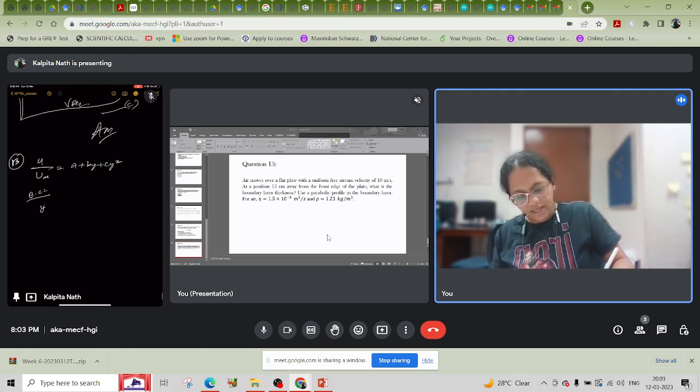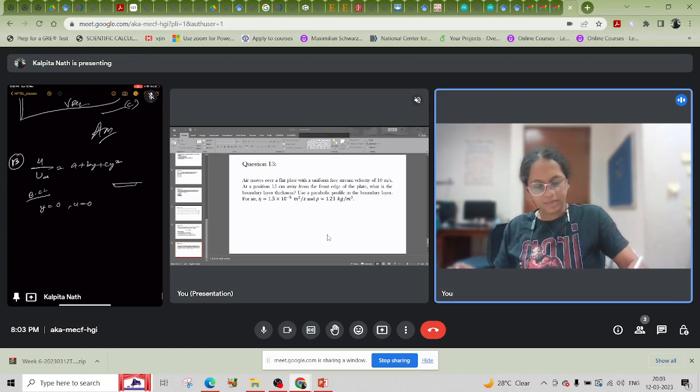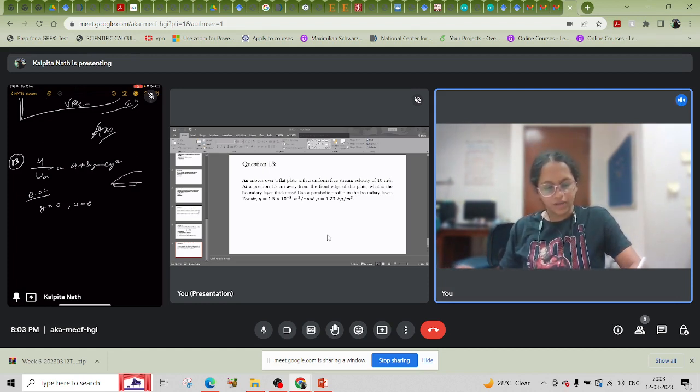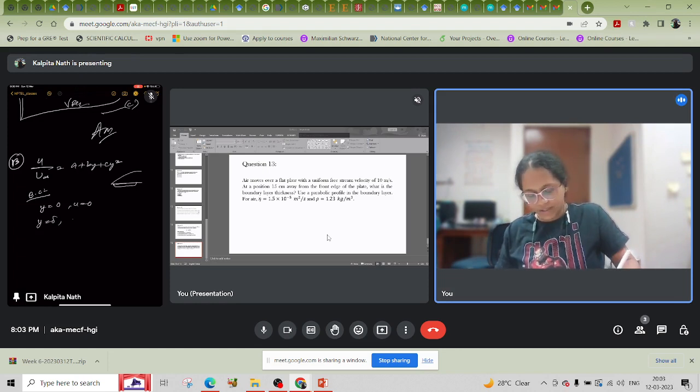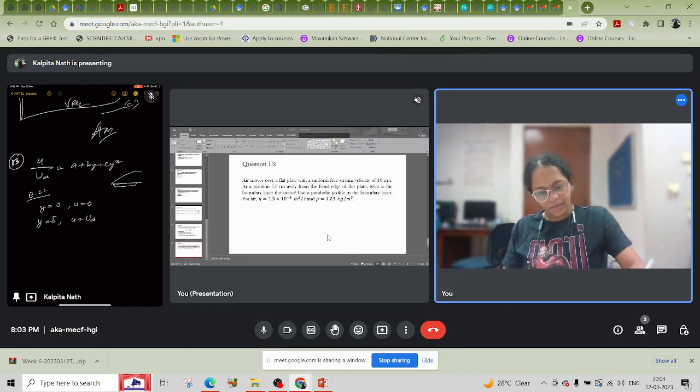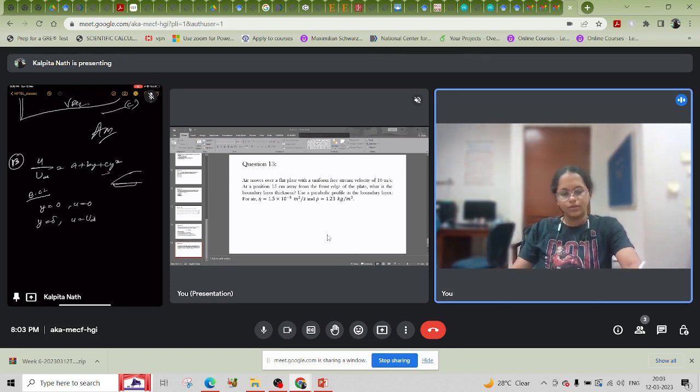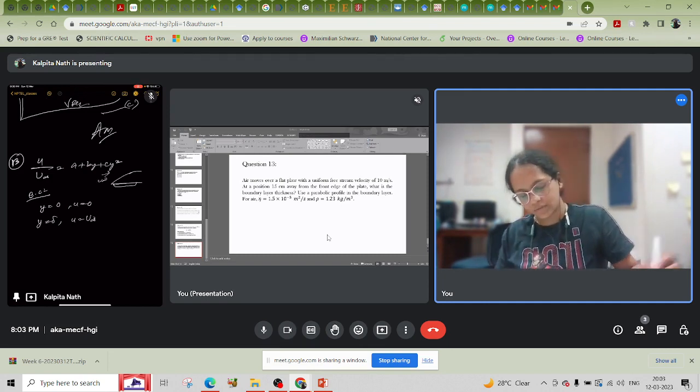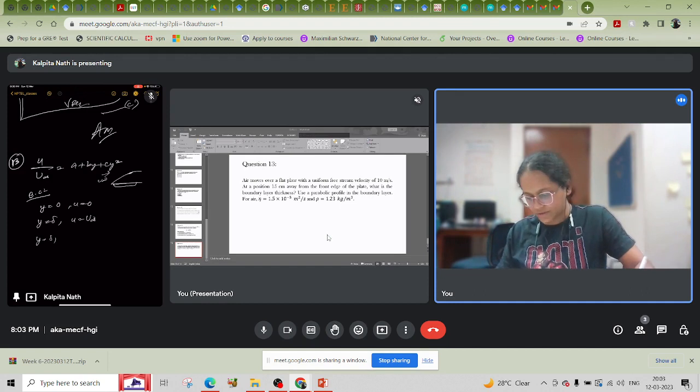At y is equal to 0, u is equal to 0. We already know this is a flat plate, and this is the boundary layer. At y is equal to delta, u is equal to u infinity. And at y is equal to delta, the shear stress is also 0 at this point, so del u by del y is equal to 0.